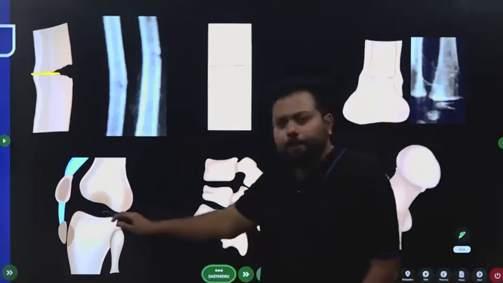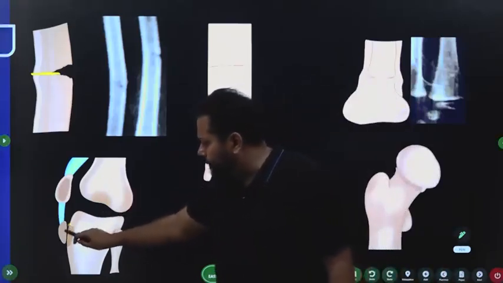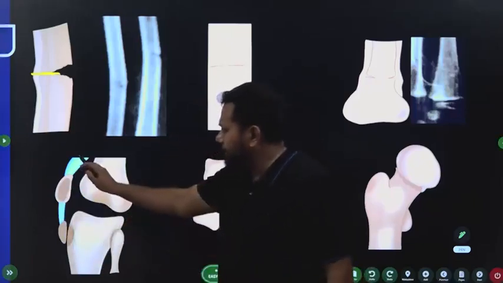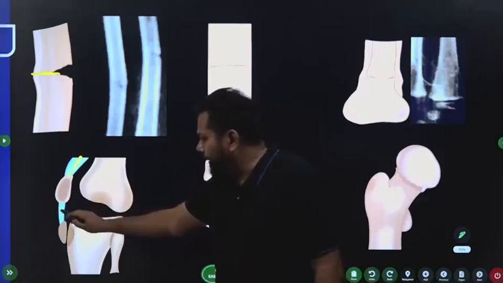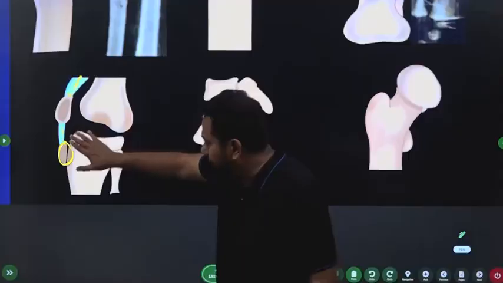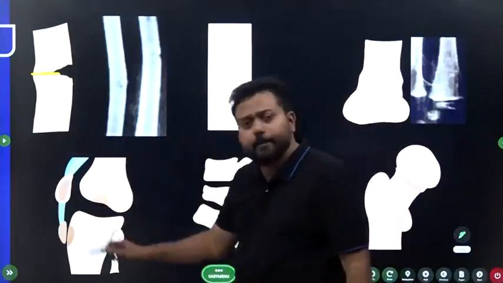Look at the third atypical fracture. Look at this diagram here. This is the femur, this is the tibia, this is the tibial tuberosity. This is the quadriceps tendon, patella, patellar tendon, and this is the tibial tuberosity. So a fracture is happening at the site of the patellar tendon, at the site of tendon insertion.